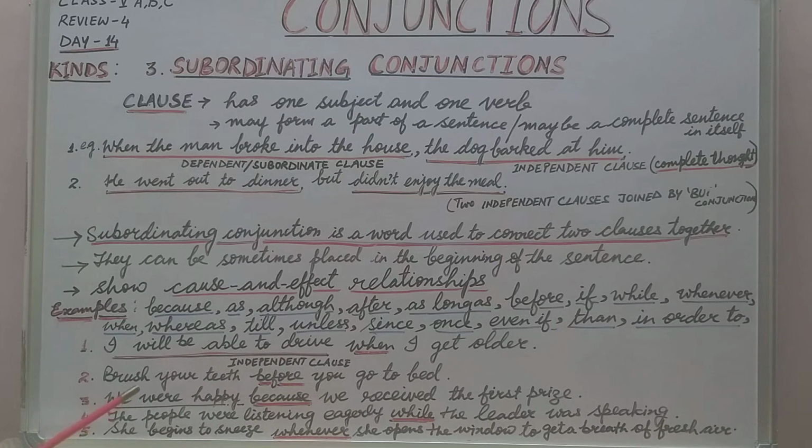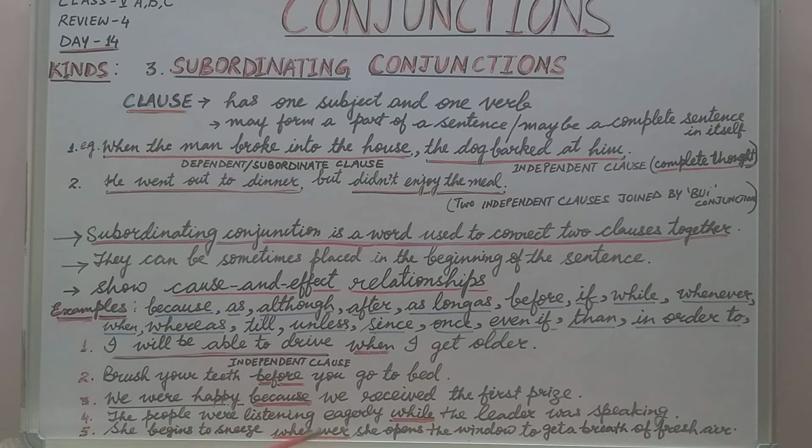Let's see another example. Brush your teeth before you go to bed. Brush your teeth is one clause. You go to bed is another clause and both are joined by the conjunction before. So before is a subordinating conjunction. Let's see another example. We were happy because we received the first prize. So we were happy is one clause. We received the first prize is another clause. And both are joined by the subordinating conjunction because.